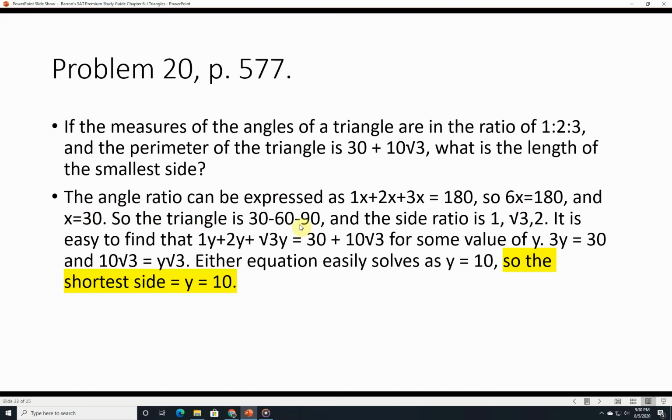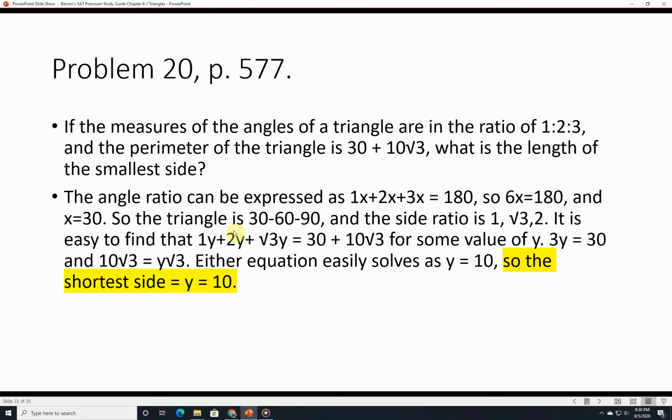So the triangle is 30, 60, 90, and the side ratio is 1, root 3, 2, just like any other 30, 60, 90 triangle. The side opposite the 30 degree angle is 1, the side opposite the 60 degree angle is root 3, and the side opposite 90 is 2. It's easy to find that 1y plus 2y plus root 3 y equals 30 plus 10 root 3 for some value of y.